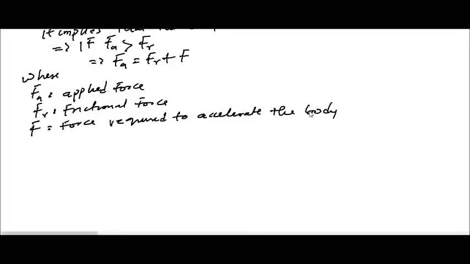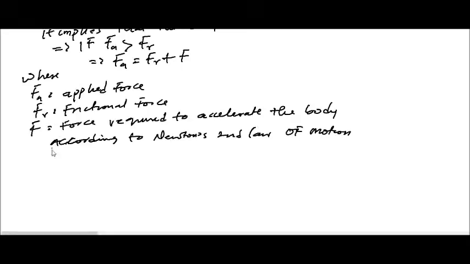That's the force required to accelerate the body. We can now say that according to Newton's second law of motion, we have that F is equal to ma. So let me call this equation star. So we can say that applied force is equal to frictional force, that's mu R, plus ma.